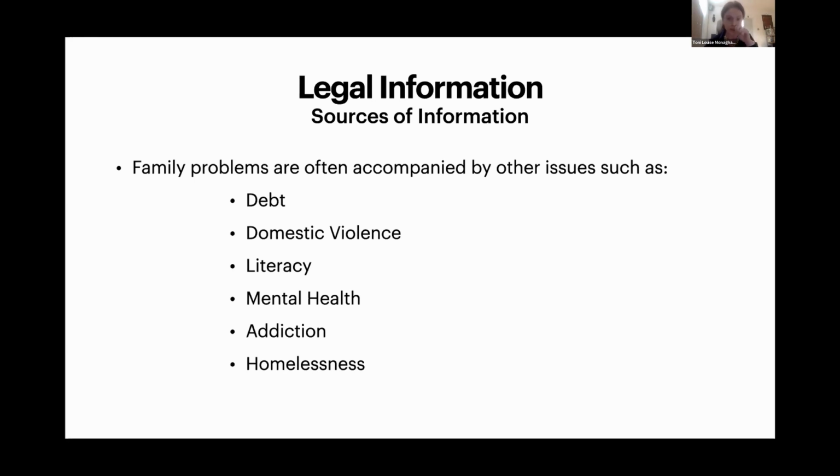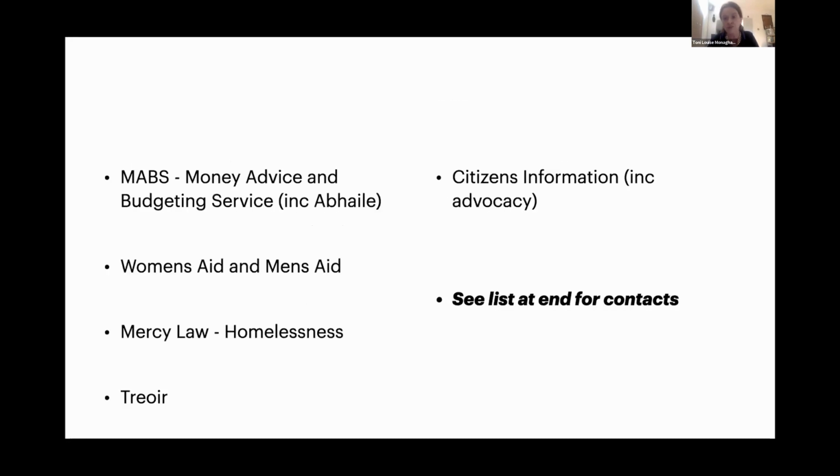And as we all know, family law problems are often accompanied with other things, such as mortgage arrears, domestic violence, as we've spoken about a lot today. Literacy issues can certainly play a large part in things, mental health, addiction, and homelessness or threats of homelessness. So I'm just going to talk about these organizations briefly.